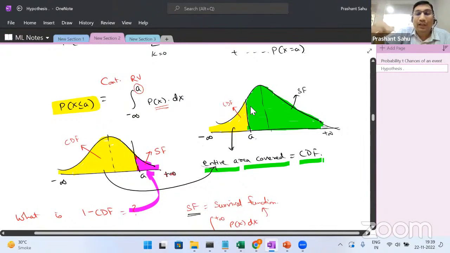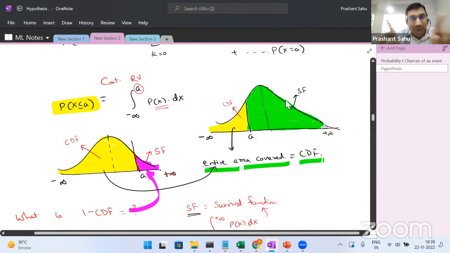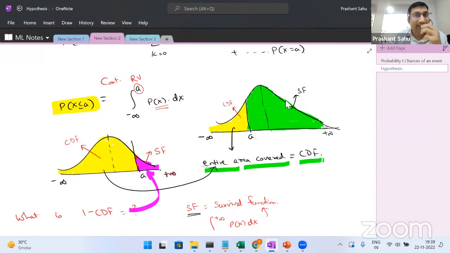Conversely, the area on the other side, the remaining area, which is 1 minus CDF, is referred to as the survival function. Can you see this green area? The area from the right side is called the survival function. The area from the left side is called CDF. The reason I am explaining these things is that I'll be using the same functions for my hypothesis testing. So if you want, you can take a quick snapshot of this, so as not to get confused later, while I'll be doing the actual practical examples.